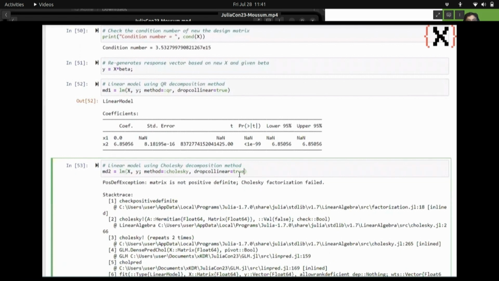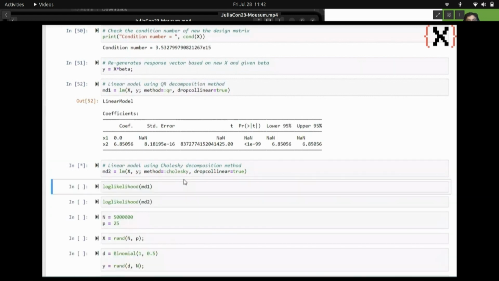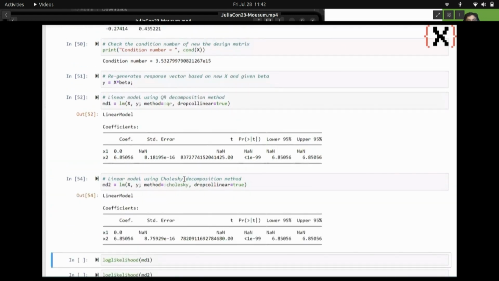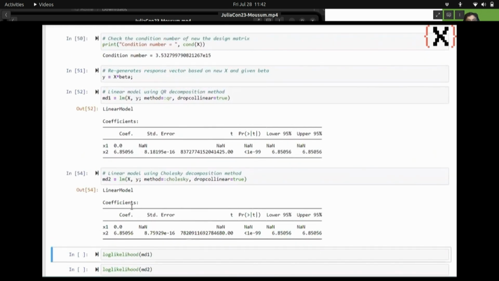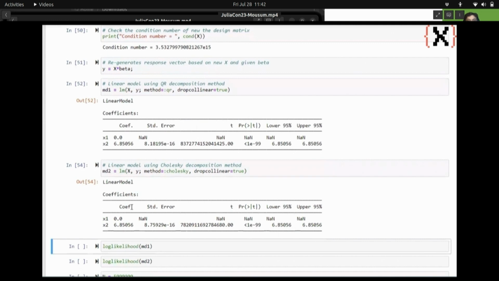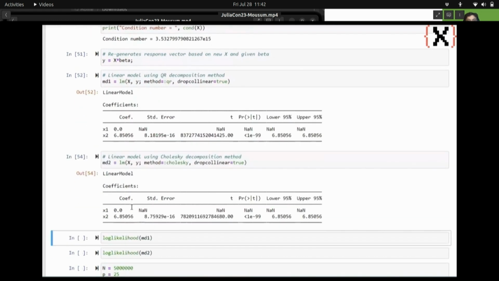Now let's set drop collinearity equals true. Okay. Now you can see that the QR decomposition and Cholesky decomposition both detect multicollinearity in the design matrix.